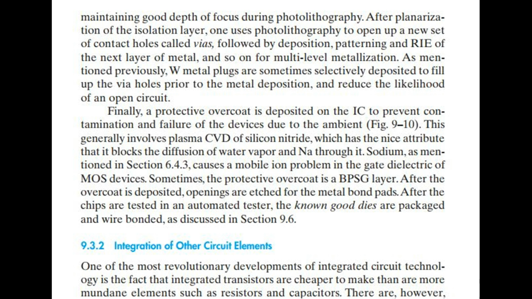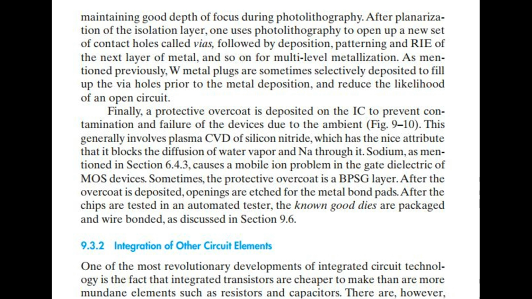After planarization of the isolation layer, one uses photolithography to open up a new set of contact holes called vias, followed by deposition, patterning and reactive ion etching of the next layer of metal, and so on for multi-level metallization. As mentioned previously, Wolfram tungsten metal plugs are sometimes selectively deposited to fill up the via holes prior to the metal deposition, and reduce the likelihood of an open circuit.